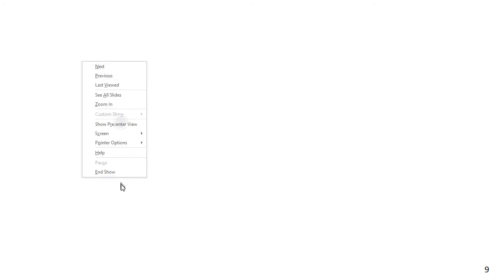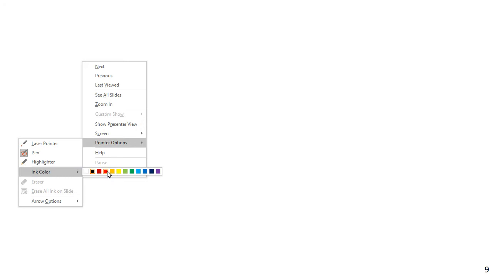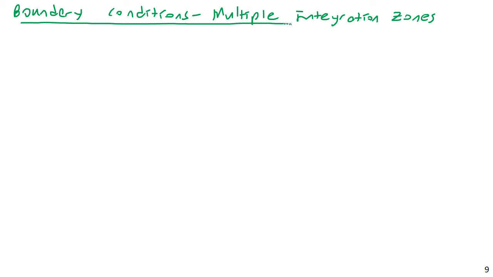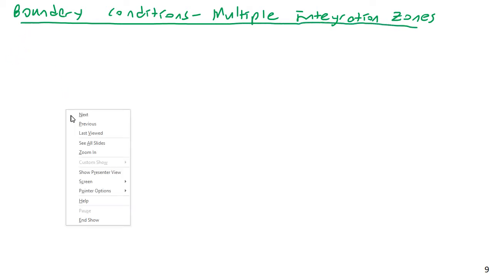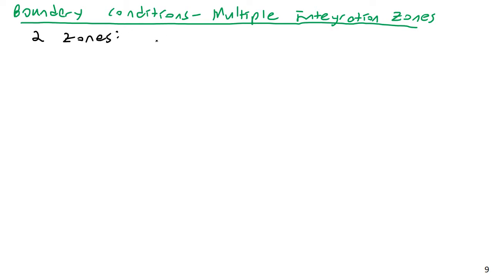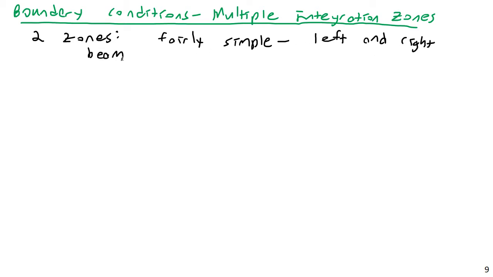Okay, let's discuss boundary conditions for multiple zones of integration. The simplest case where you'd still have multiple zones would be where you have two zones. Two zones, it's still going to be fairly simple. You can often just use left and right end of beam, depending on how the beam is supported. If you had a cantilevered beam, you probably couldn't do that.